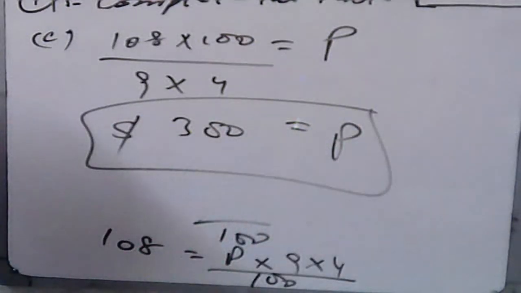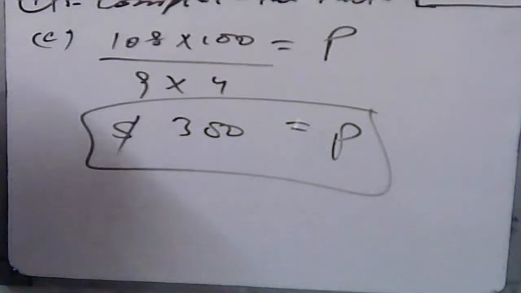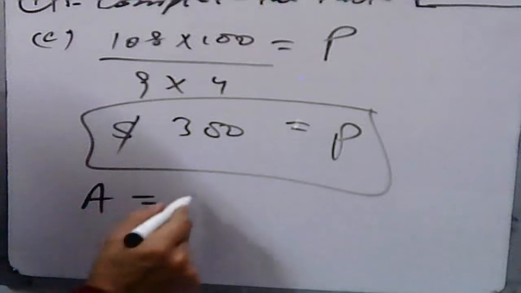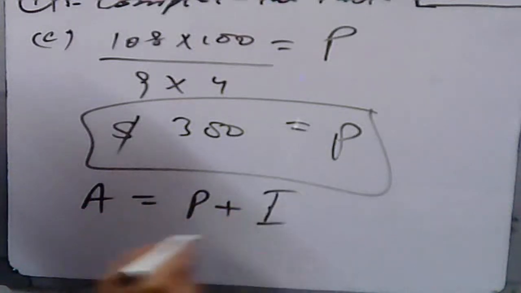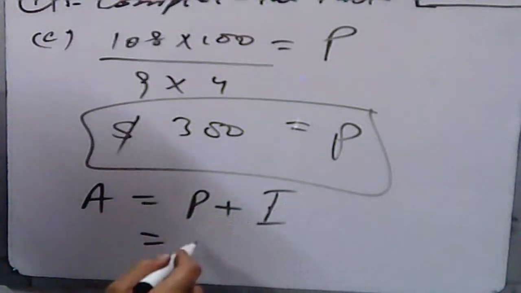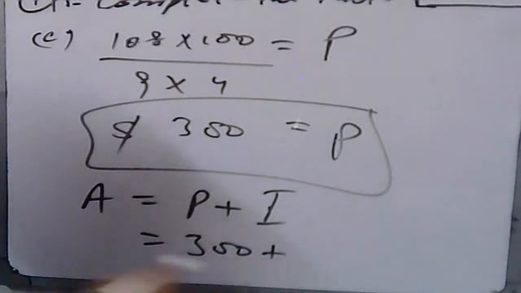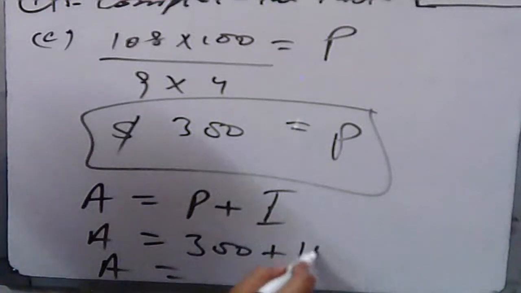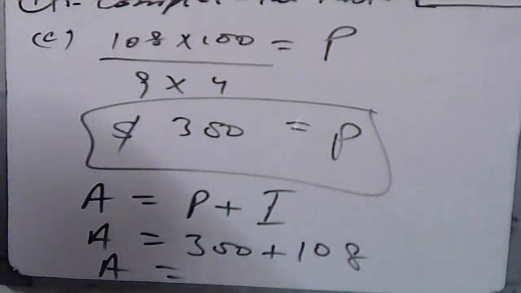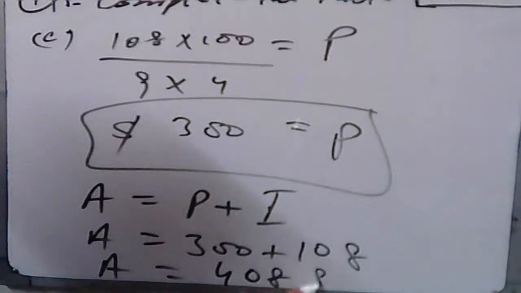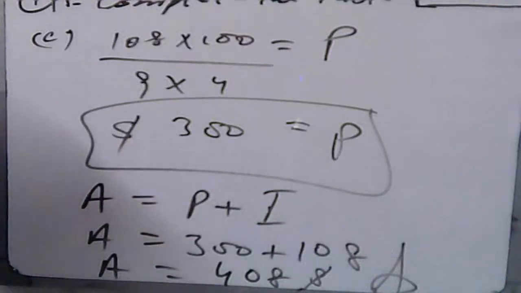Now the last part is how to find the total amount, as amount is equal to P plus I, interest. So P is what you just calculated, that is 300, and the simple interest is 108. So you will get $408. So that is your amount. Now coming to the next part, that is part D.